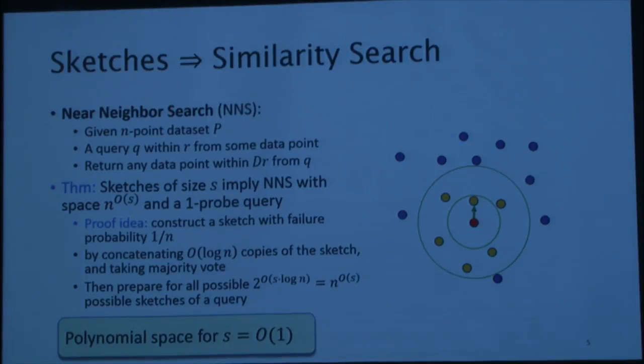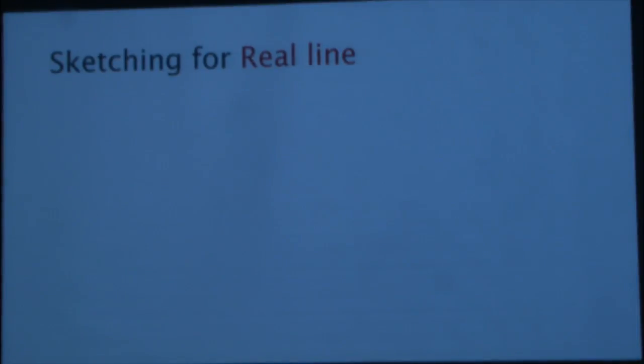Okay, so we have a polynomial space s for a constant number of bits. Can we construct sketches with a constant number of bits? Johnson-Lindenstrauss projects to log n dimensions, and each dimension might require a number of bits to compute. So it feels like we should be able to do better. Let's just do this directly, as opposed to going through JL.